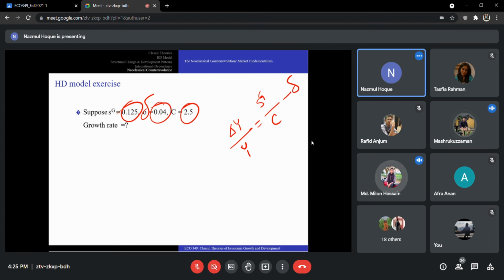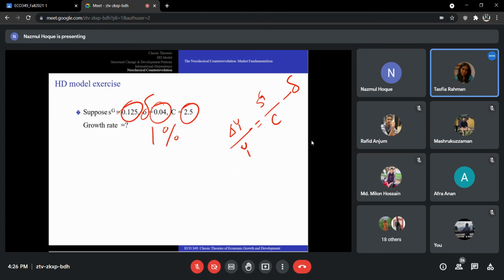So 1%, sir. 0.02. 0.02, really? 0.01. Yeah, it should be 1%, right? Yes, sir. So the growth rate is going to be 1%. Is there anyone with confusion about this? Yes, sir. 0.01.